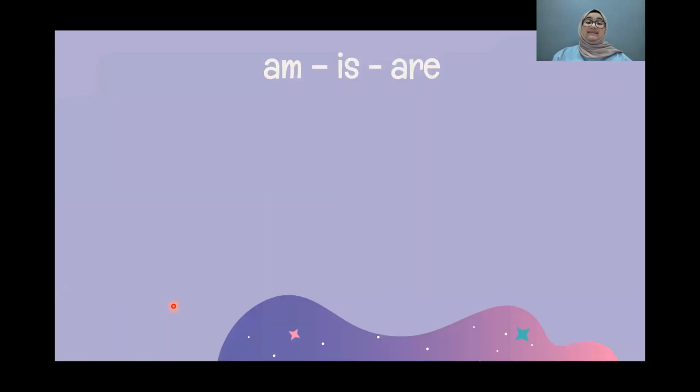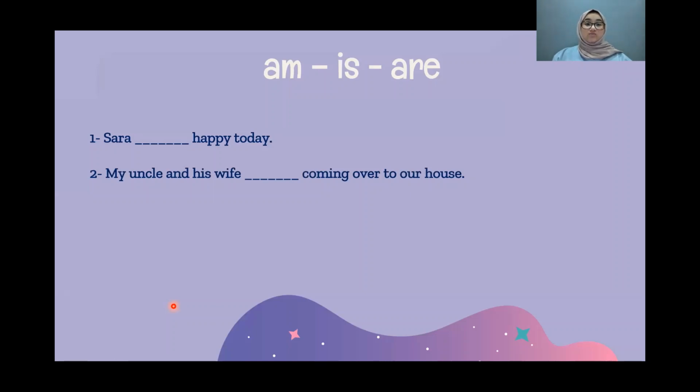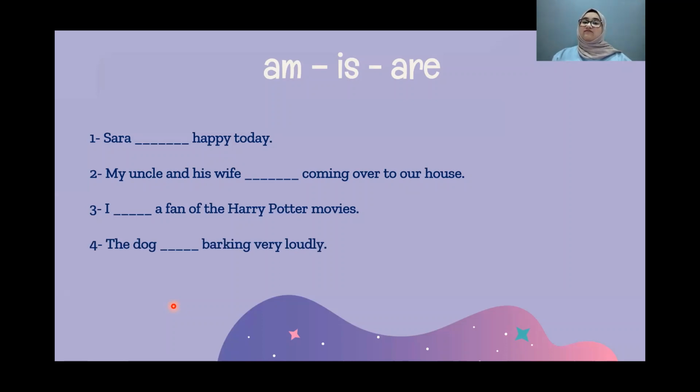Okay, as we said, these are our helping verbs, am, is, are. So the first sentence is Sarah blank happy today. Sentence number 2, my uncle and his wife blank coming over to our house. Number 3, I blank a fan of the Harry Potter movies. 4, the dog blank barking very loudly. 5, this is the last sentence, they blank a happy couple. You have 3 options here to use am, is, or are, okay?